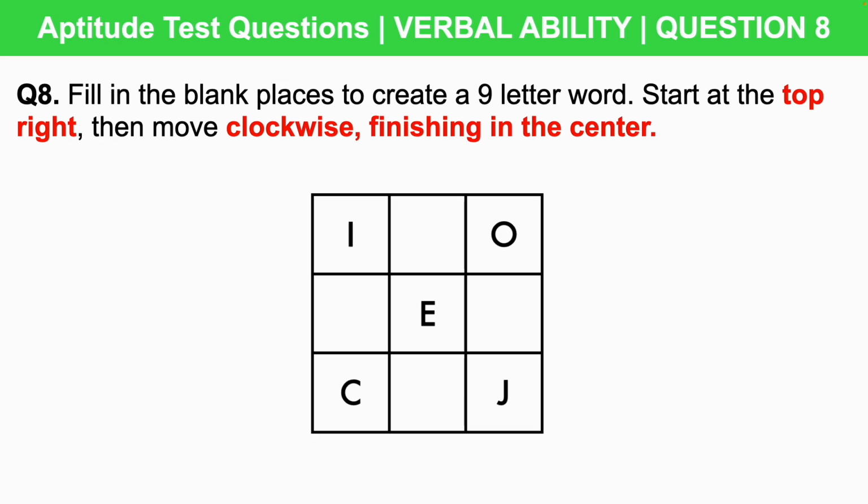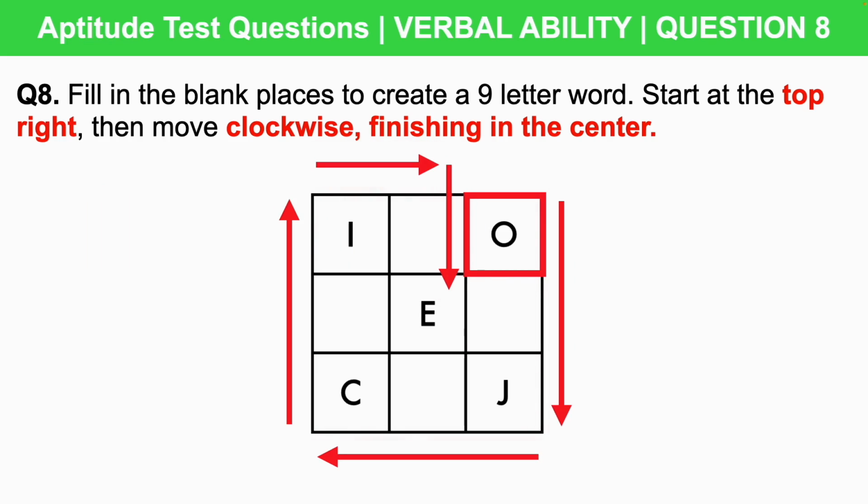How did you get on? Well, to work this question out, we simply need to start with the top right hand letter as stated in the question, which is O. Then we need to move in a clockwise order around the square, filling in the missing letters and ending the word in the center, just like this. So did you get it? The correct letters needed are B, E, T, and V, giving us the correct word objective.